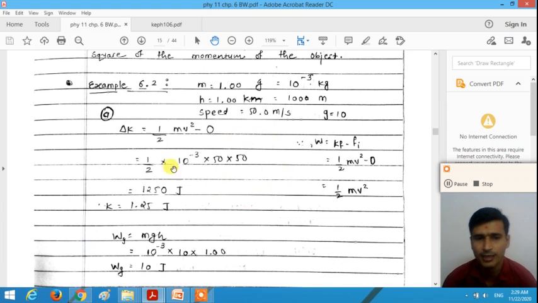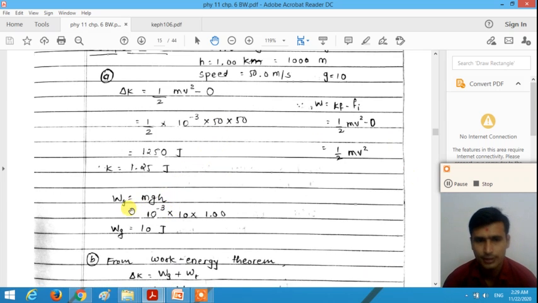First find the change in the kinetic energy. Change in the kinetic energy is equal to 1/2 mv squared minus 0, because the initial kinetic energy is 0. Initially the raindrop is stationary, so the initial kinetic energy is 0. So the change in the kinetic energy is 1.25 joule. Now work done by the gravitational force is equal to mgh, m mass of the object 10 raised to minus 3, into g 10 and h 1000 meters. So work done by the gravitational force is 10 joule.